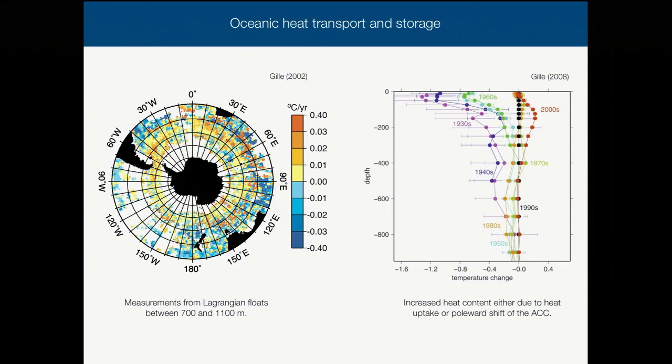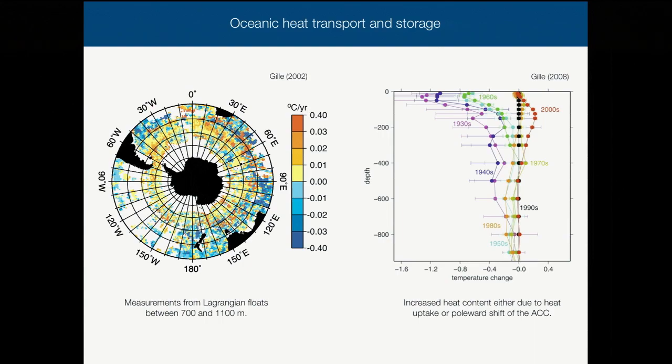And then Sarah went back and did some work later on. This is now looking at the vertical structure of that warming. This is temperatures referenced to 1990. And so you can see this goes from the 30s every decade up to the 2000s. And again, you see this very strong signal of warming in the Southern Ocean.